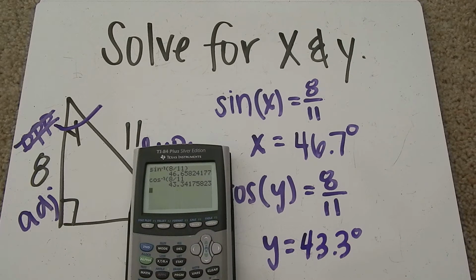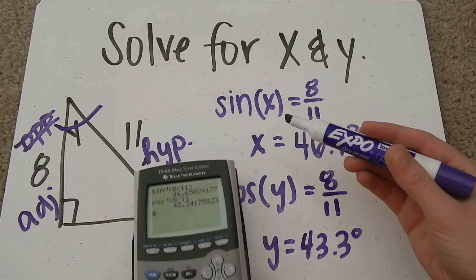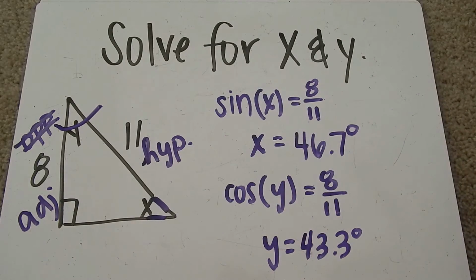Now there is an easier way to do this. You didn't have to actually solve for both. If you solve for x, you know that this angle is 90. You can find y by subtracting both of those from 180. So 90 plus this should equal 180. But either way, they're both fairly easy calculations in the calculator. The main thing to remember is when you're solving for an angle, you need to use the inverse.